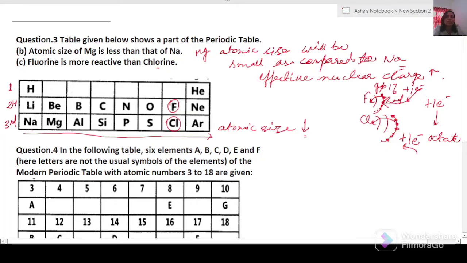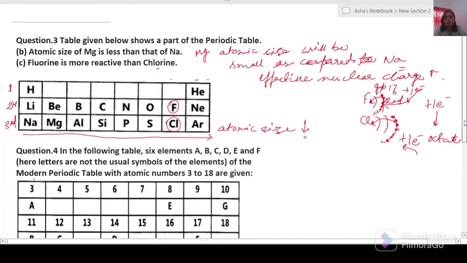Because it is entering into the second shell, which is closer to the nucleus. So the pull is more here. If you see in the case of Cl, it will be accepted, no doubt, but the quickness will be less as compared to fluorine. That is why fluorine is more reactive than chlorine. Because the incoming electron is being added to the second shell and the second shell is closer to the nucleus, so it will be accepted fast as compared to Cl, right.